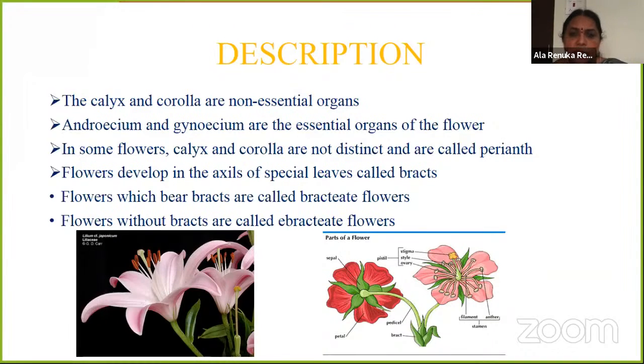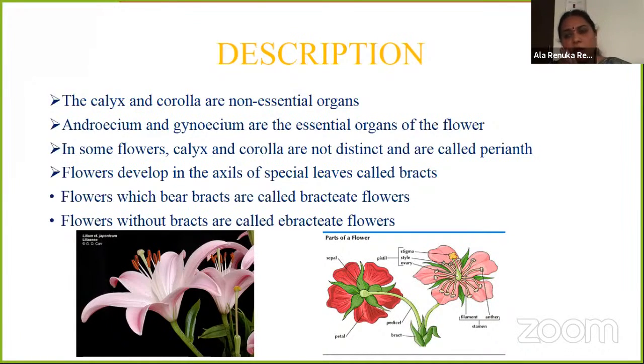Non-essential organs. And in some flowers, we will not see a difference between calyx and corolla. Usually calyx is different from corolla: the sepals are green in color and the petals are colorful. They are of different colors, you all know very well. We usually identify flowers with the structure, shape, and color of the petals itself. So we call them calyx and corolla.